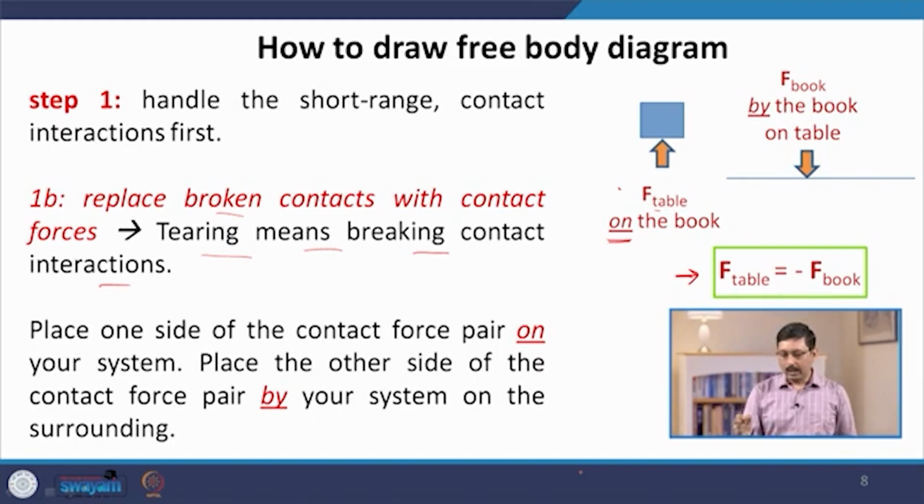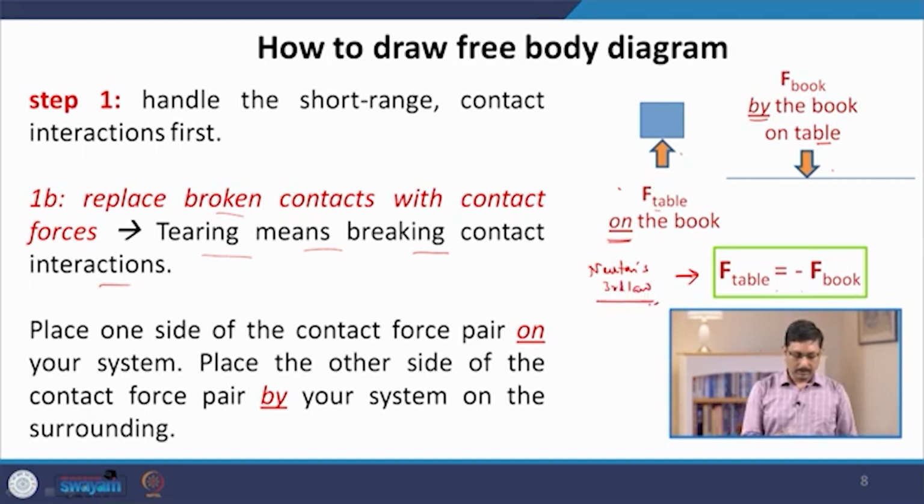Now, Newton's third law says that there is another part, and the counterpart of this force is a force that is acting on the table, and this is by the book. So, this is the force that is acting on our system, and this is the force that is acting by our system. And Newton's third law says that these two forces must be equal and opposite. So, this is the meaning or application of Newton's third law.